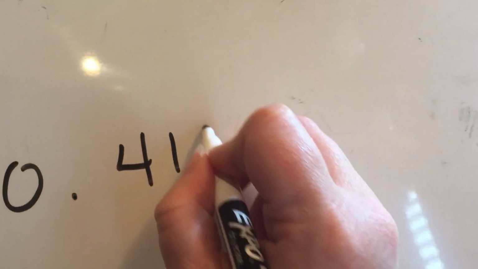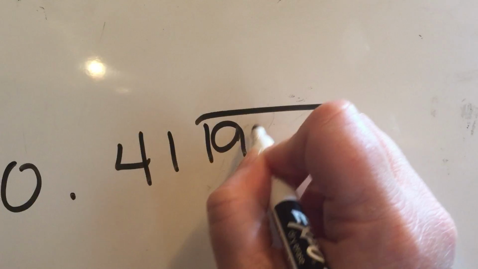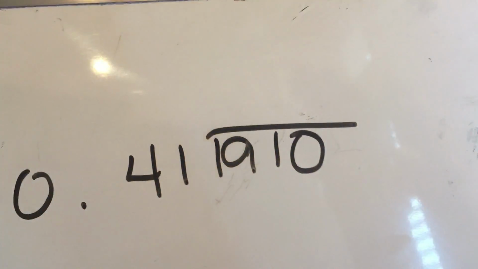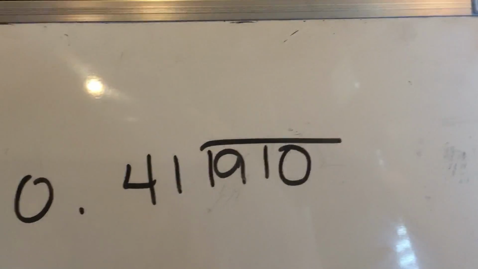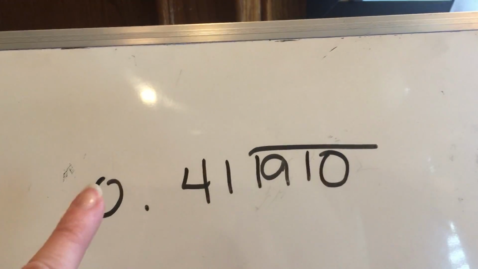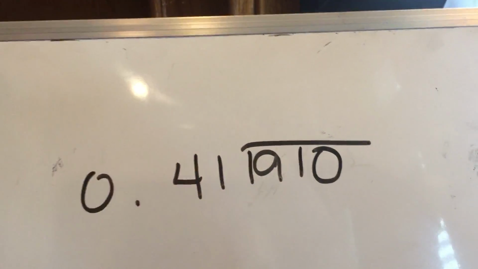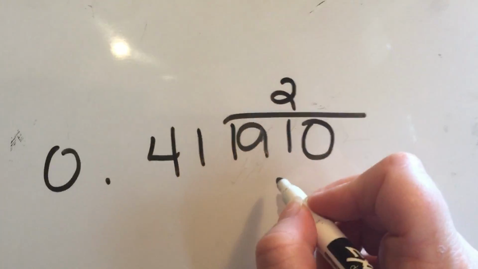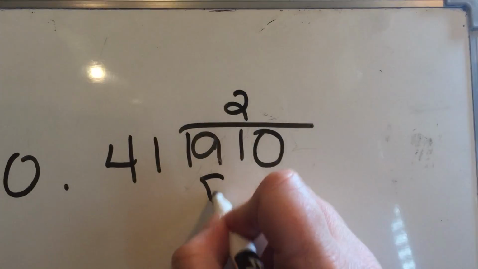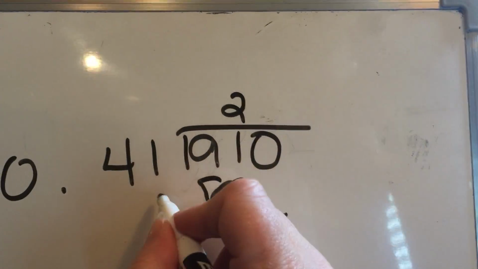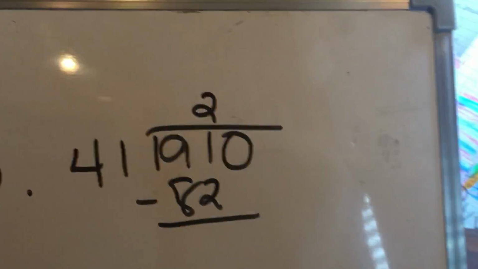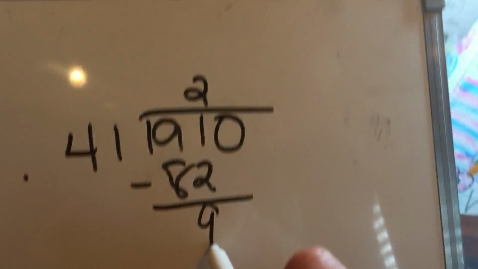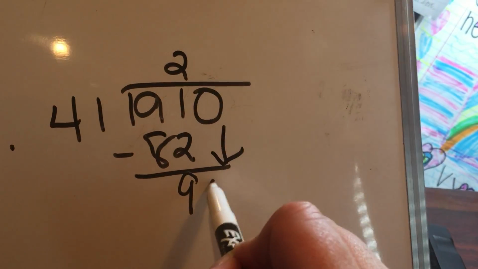All right. O, 910 divided by 41. 41 goes into 91 twice, probably, 4 goes into 9 twice. So let's do that. 41 goes into 91 twice. 2 times 41 is 82. Subtract. 91 minus 82 is 9. Bring down the 0. We have 90.